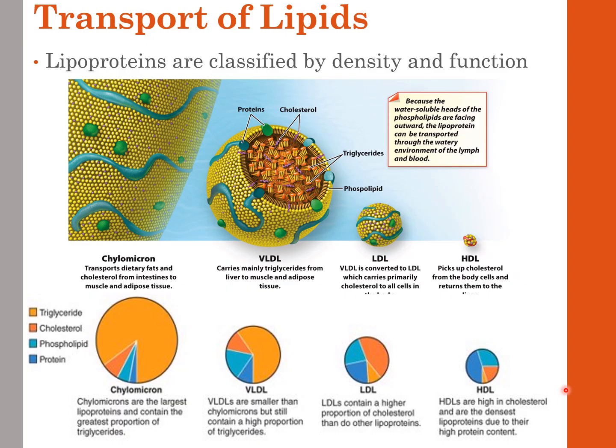Lipoproteins are classified by their density and how they function within our body. Density refers to the ratio of fat versus protein. The more protein that is present in these lipoproteins, the denser they are said to be. The more triglyceride that's present, the lighter and larger the particle is. So let's walk through them in order.